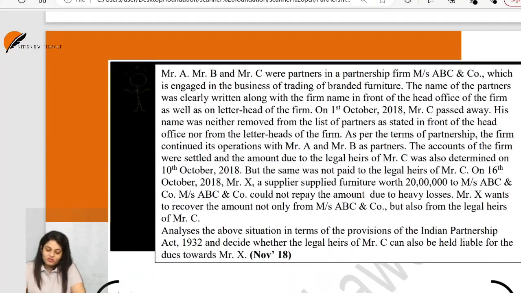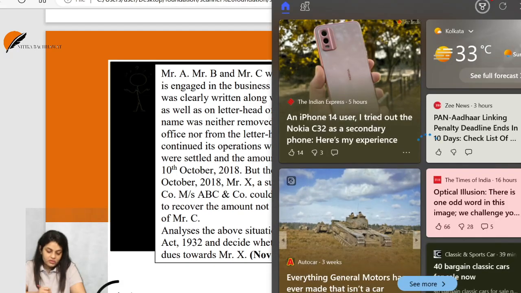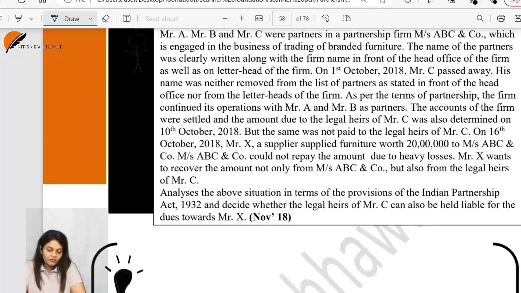Okay, this question just looks huge, but the question is actually super easy. Mr. A, Mr. B, and Mr. C were partners in a firm which is engaged in the business of trading of branded furniture. The names of the partners were clearly written along with the firm name in front of the head office of the firm as well as on the letterhead of the firm.